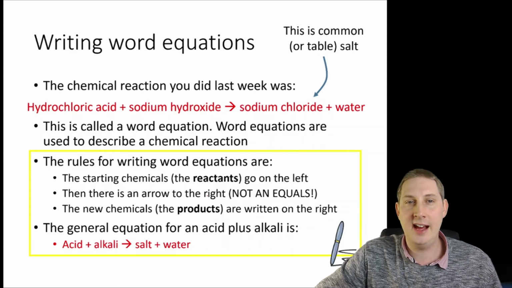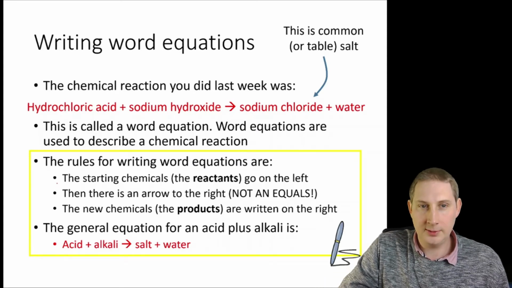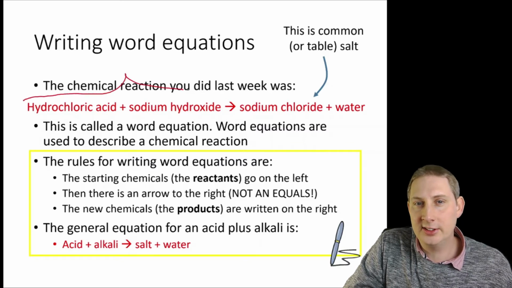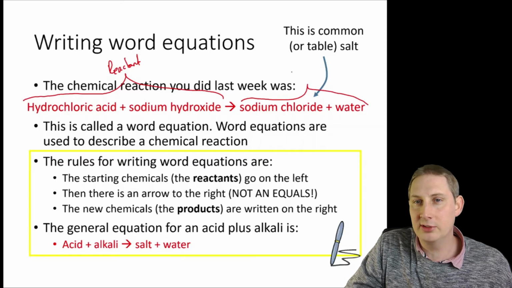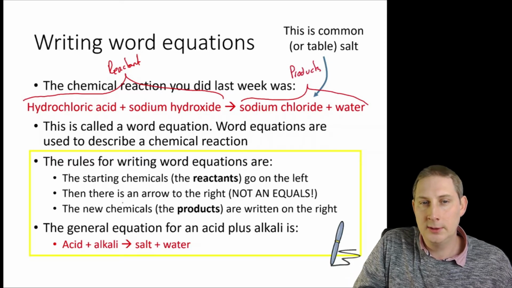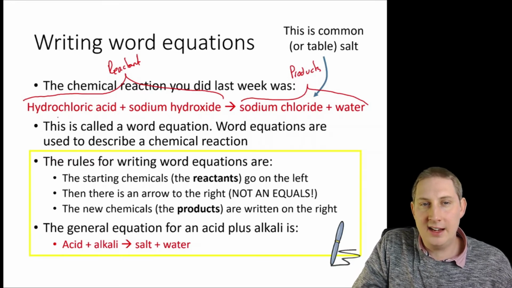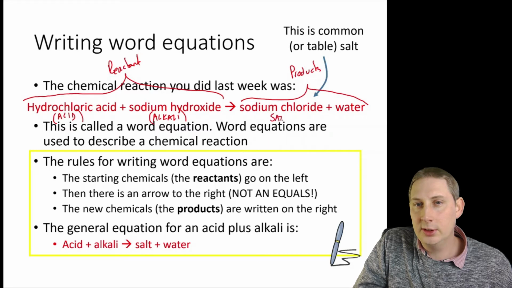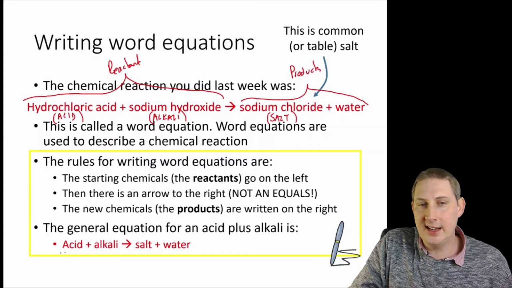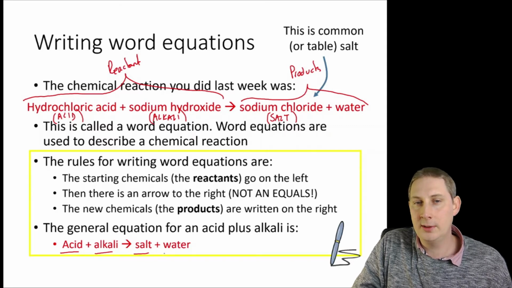Just a reminder before we get on to that, word equations. You might have seen this slide before, and a word equation is used to describe chemical reactions. We always put the reactants before the arrow, and we always put the products, the things that are made in the chemical reaction, after the arrow. This is one specific example of a reaction between an acid, hydrochloric acid, and an alkali, sodium hydroxide. It makes a salt, which in this case is sodium chloride, and water. So the general equation, and you've seen this before, is that an acid plus an alkali makes a salt plus water.